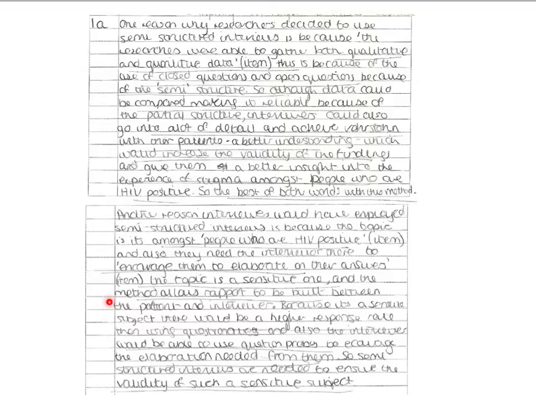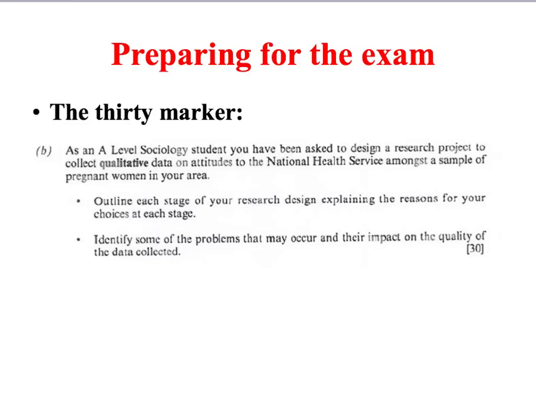So this answer actually got 10 marks out of 10 because there are 2 relevant reasons why the researcher might have used semi-structured interviews, and crucially both of those reasons are really related to the topic of the research described in the item. Let's now move on to the 30-mark question.